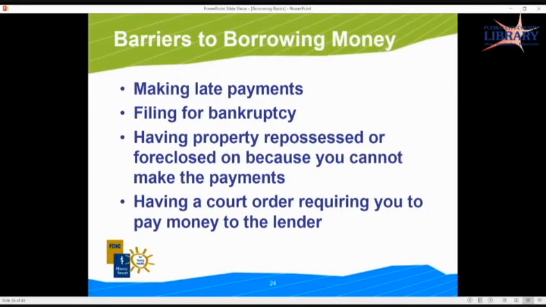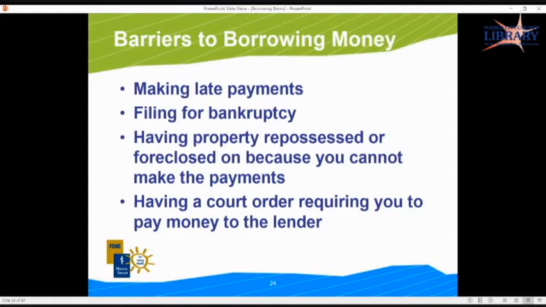Let's take a look at workbook page number 19. We're going to talk about some of the barriers to borrowing money. If you've made late payments, that's going to affect your credit. If you filed for bankruptcy, it's going to be a hard knock on your credit. Having property repossessed or foreclosed on because you couldn't make the payments. Sometimes things are going to happen in life where maybe you do lose your job and your property is repossessed and foreclosed on. Those are items that you can probably explain to a lender, but it still is a hard hit on your credit for sure.